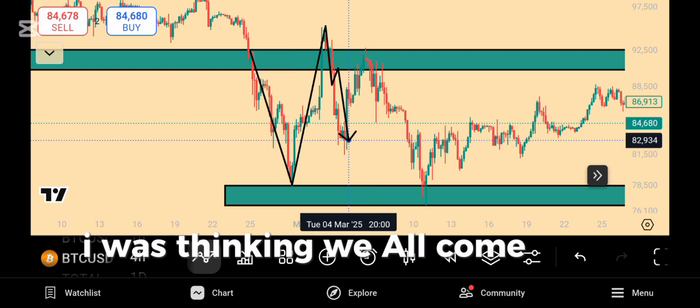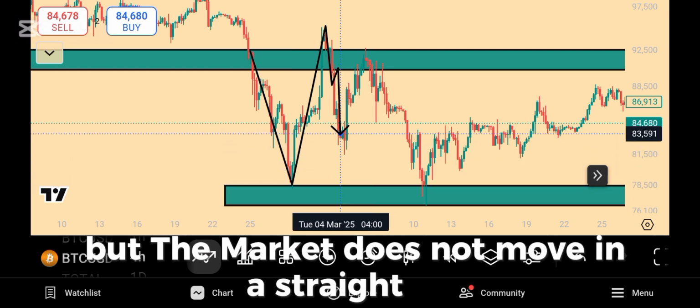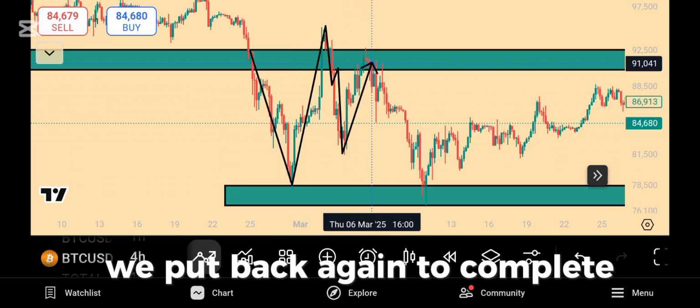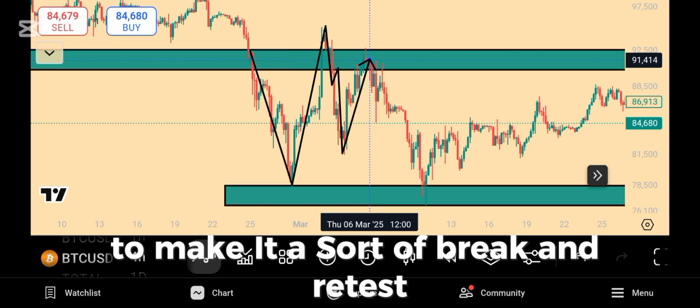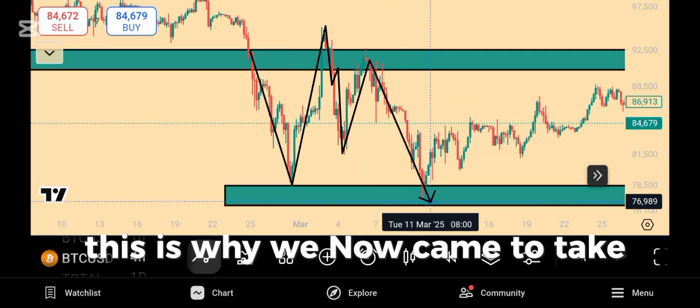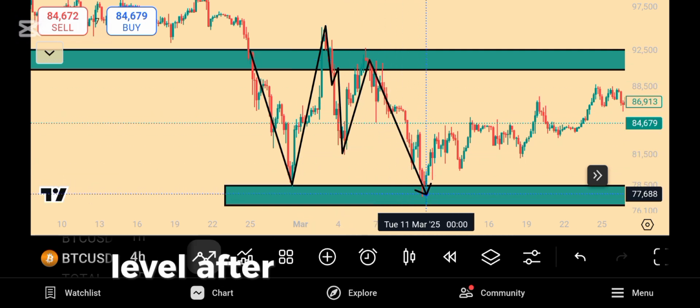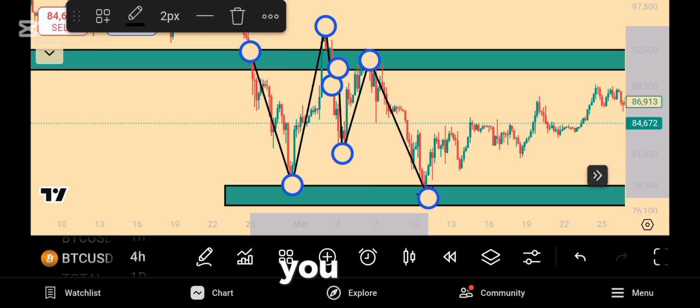I was thinking we all come down to take out here, but the market does not move in a straight line. We pulled back again to make it a sort of break and retest, and then this is when we now came to take out this particular level. After taking out this level, what else happened? We had a level here.